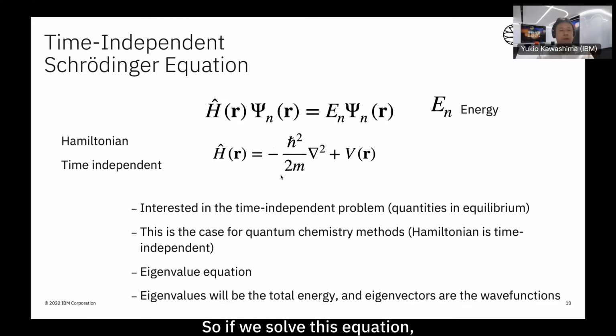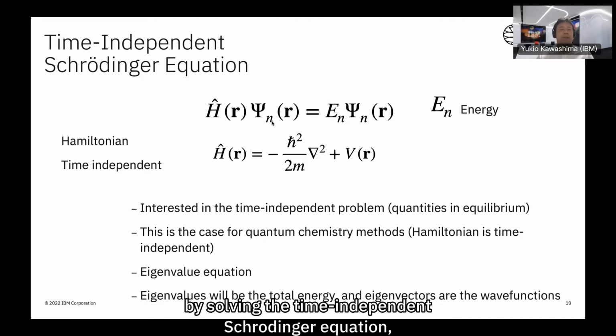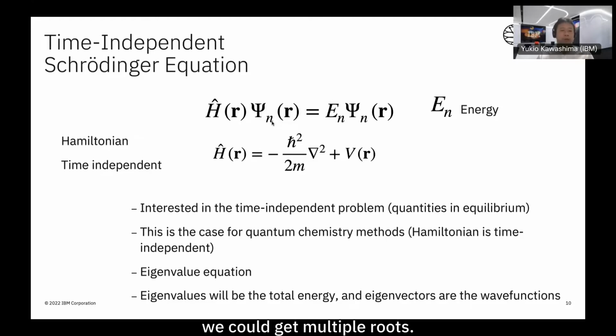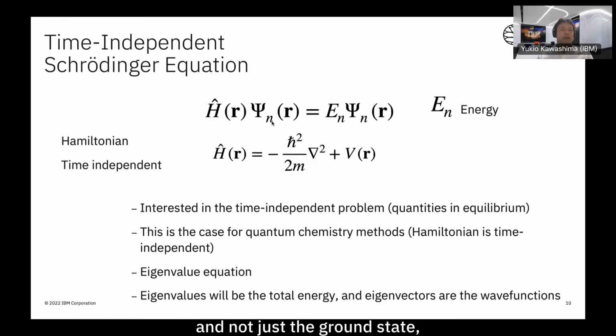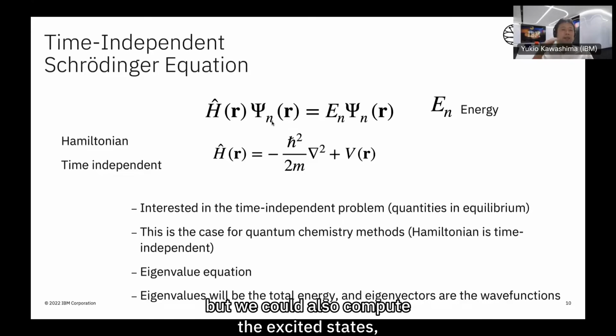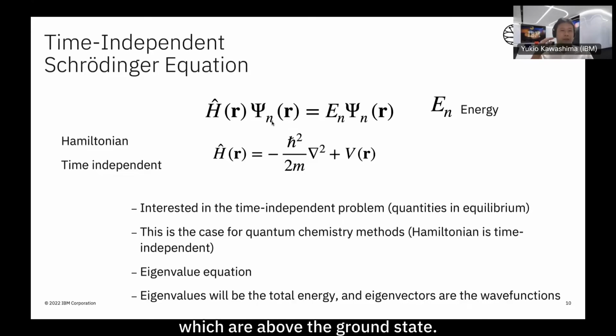So if we solve this equation, we get the eigenvalues as total energy and eigenvectors as the wave functions. There's a small n here, but what it means that by solving the time-independent Schrodinger equation, we could get multiple roots. So what that means is that we can calculate the ground state, and not just the ground state, but we could also compute the excited states, which are above the ground state. So we could get multiple roots.